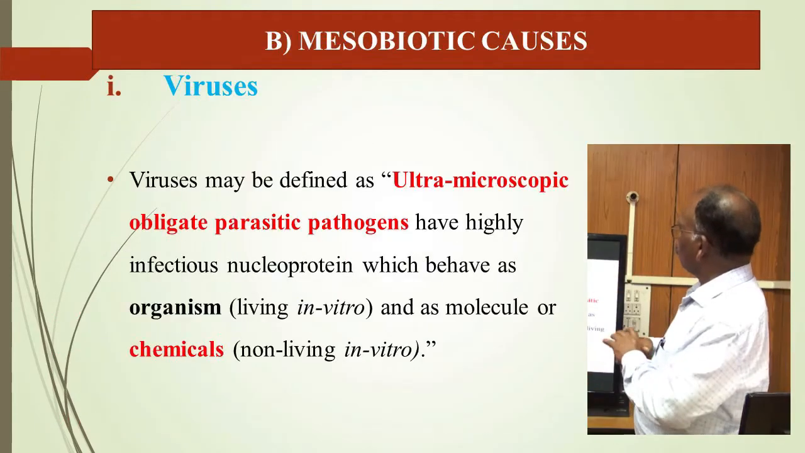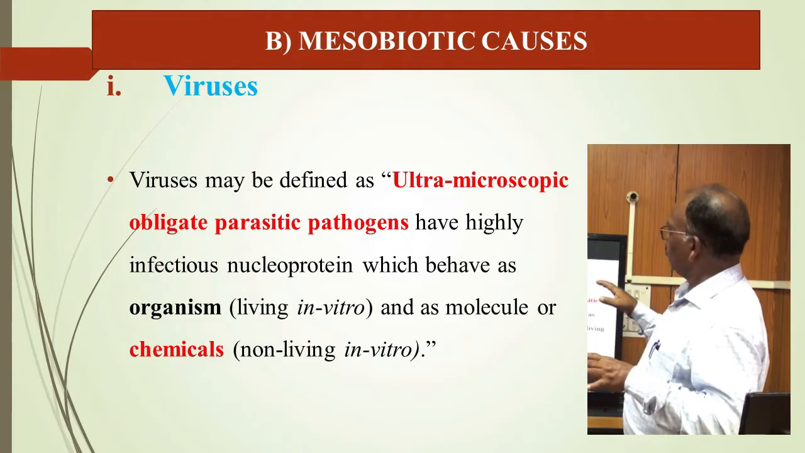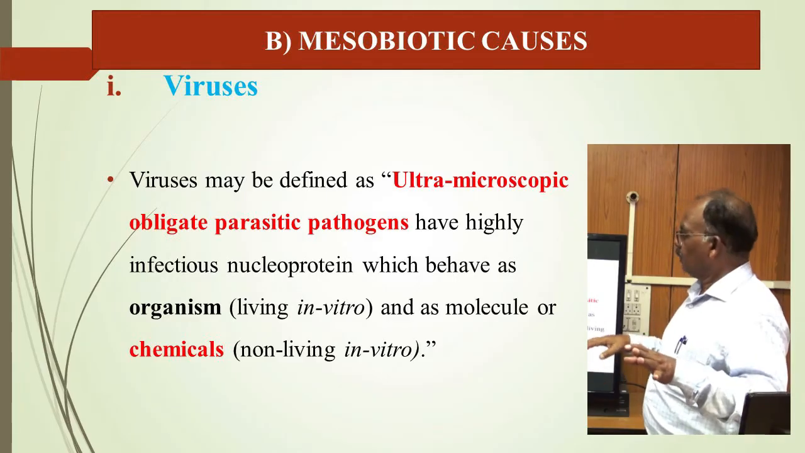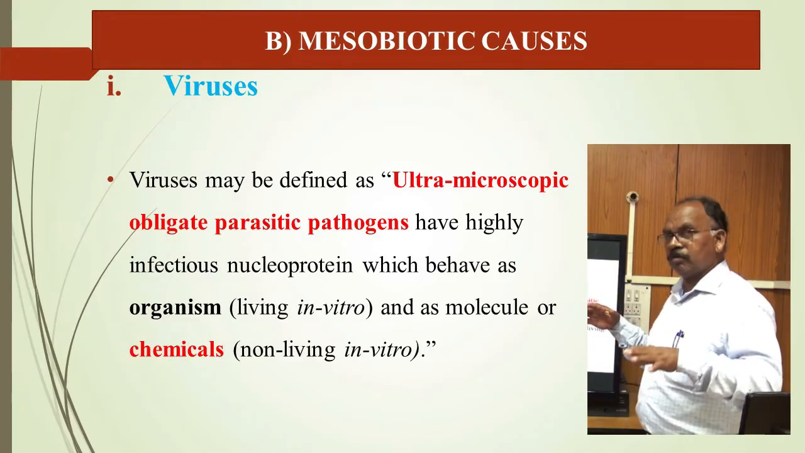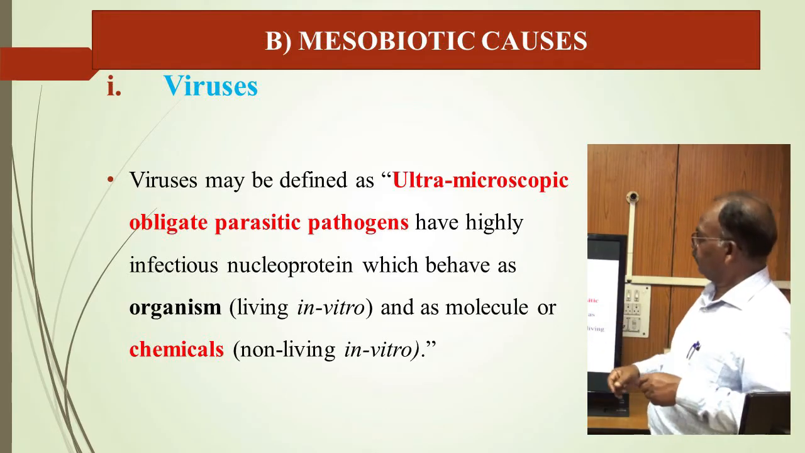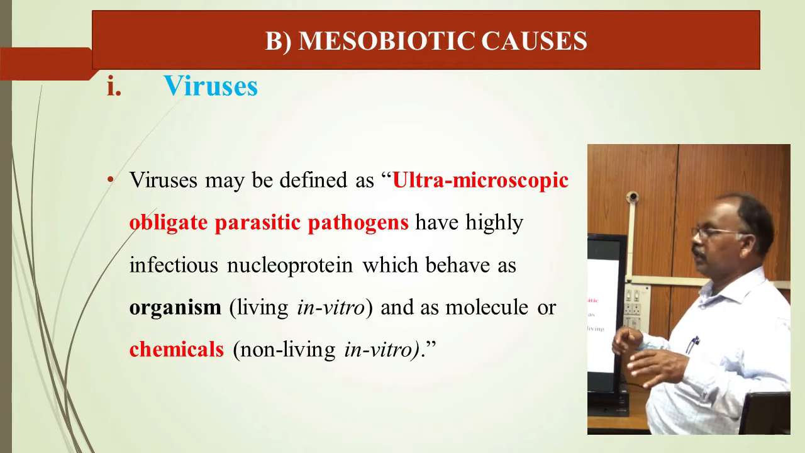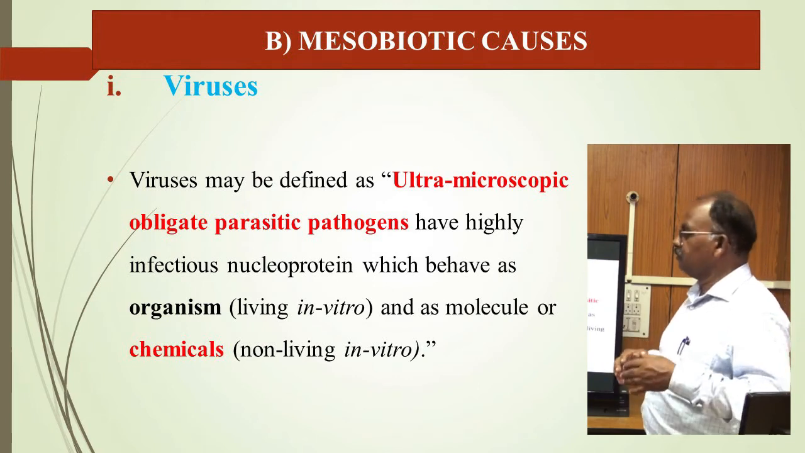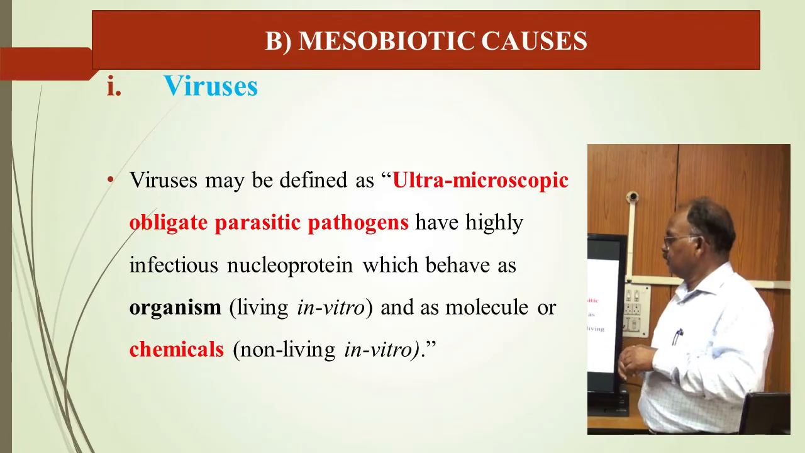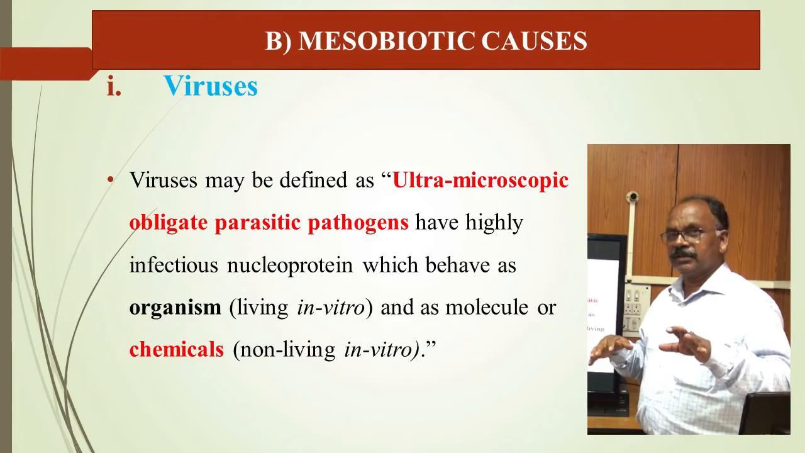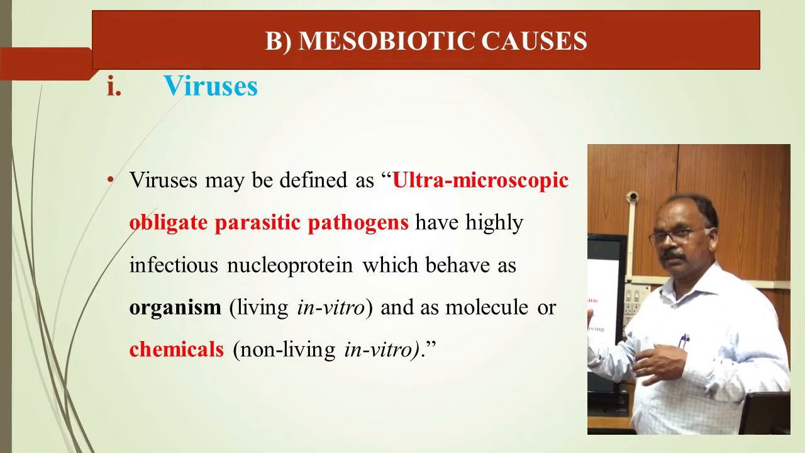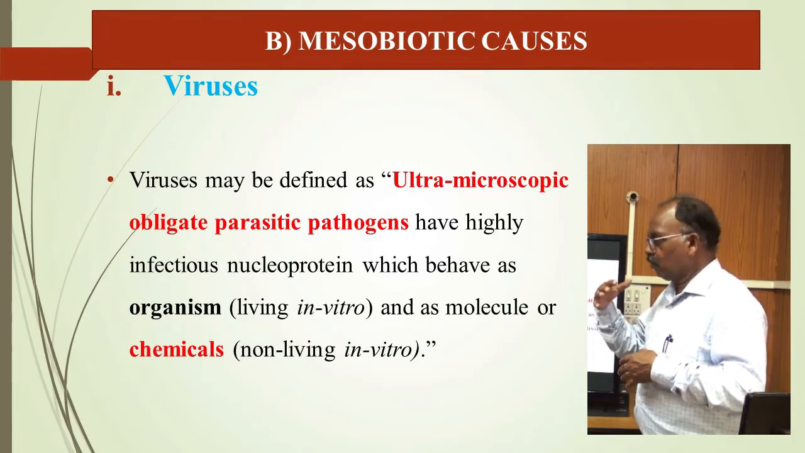Now the mesobiotic causes. Mesobiotic causes include viruses. What do you mean by viruses? Viruses may be defined as ultramicroscopic obligate parasitic pathogens with highly infectious nucleoprotein, which behave as an organism, that is living, in vivo, and as a molecule or chemical, non-living, in vitro. That means a virus may be defined as an obligate parasitic pathogen. What do you mean by obligate parasite?